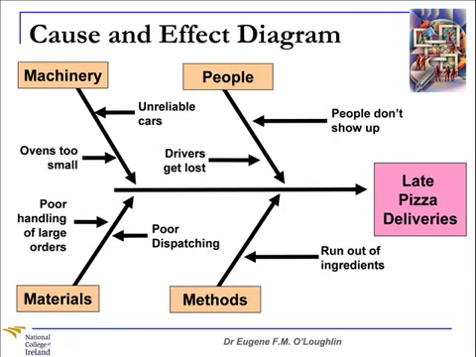Under materials, I've got poor handling of large orders and poor dispatching. And finally, under methods, I've got run out of ingredients. There may well be others at this level, but stick to these ones here for the moment. And what I'm going to do now is concentrate on one arm of this diagram, the people category.